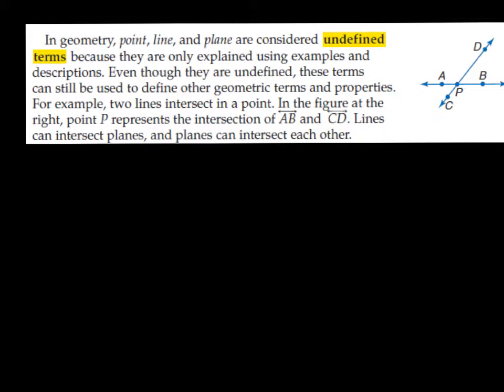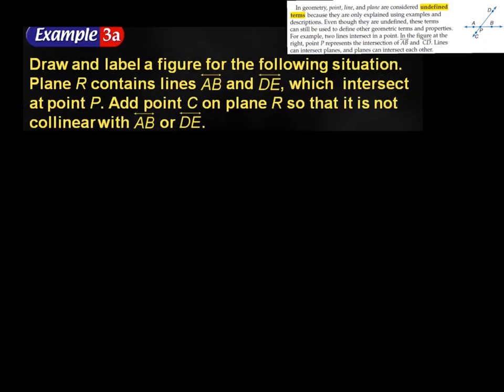In geometry, point, line, and plane are considered undefined terms because they are only explained using examples and descriptions. Even though they are undefined, these terms can still be used to define other geometric properties. For example, two lines intersect in a point. In the figure at the right, point P represents the intersection of lines AB and CD. Lines can intersect planes, and planes can intersect each other.